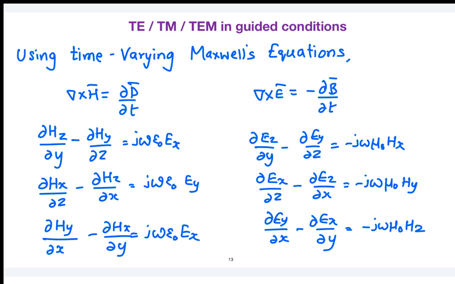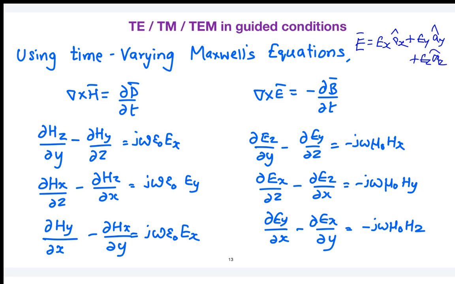Next thing is we'll discuss the different types of waves: transverse electric, transverse magnetic, and transverse electromagnetic. In this presentation I have given an approach for deriving the equations for TE, TM, and TEM. Let us go through it once again. In order to find the equation for electric field and magnetic field, first let me assume that in a waveguide, I will have the electric field something like this: Ex Ax cap plus Ey Ay cap plus Ez Az cap.